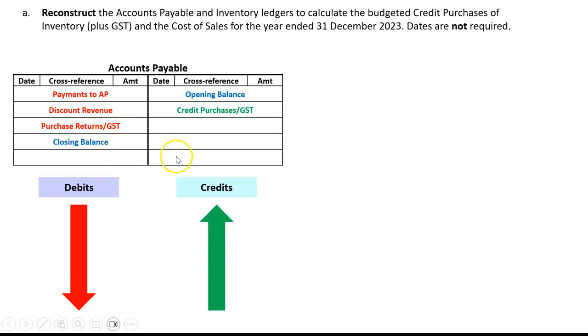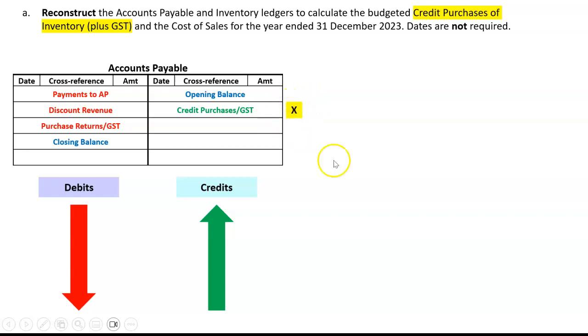Now all you've got to do is go through all that information and figure out exactly what it is you're asked to do. Remember, when you're doing account reconstruction, sometimes they don't put a number in. You need to have one of these numbers, but it's not given to you. And that's the case here. It says, can you calculate credit purchases of inventory? And what we do is we solve for X. So we're going to call that X.